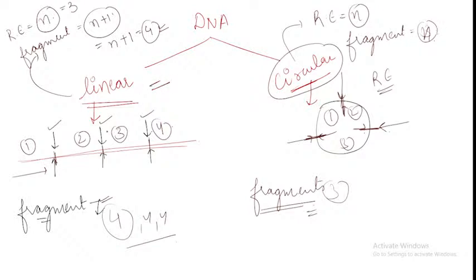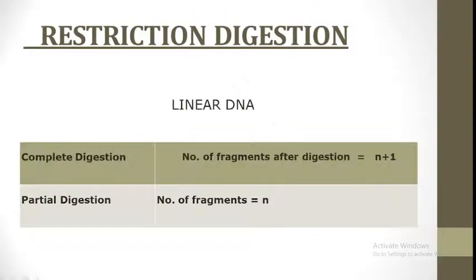So in case of linear, it would be n plus 1. In case of circular, the total is equal to the same number, n. Very good. I hope this concept is clear. Same is written over here.